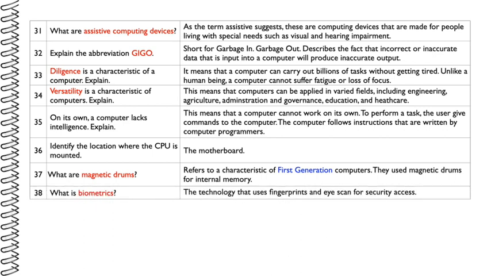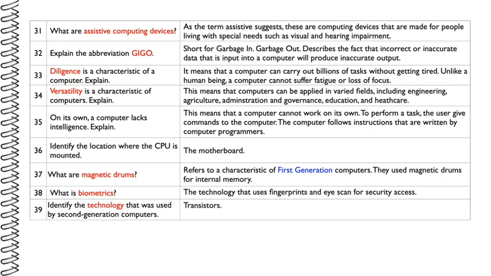What is biometrics? The technology that uses fingerprints and eye scan for security access. Identify the technology that was used by second-generation computers. Transistors.